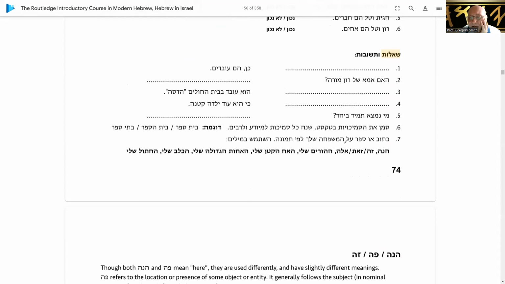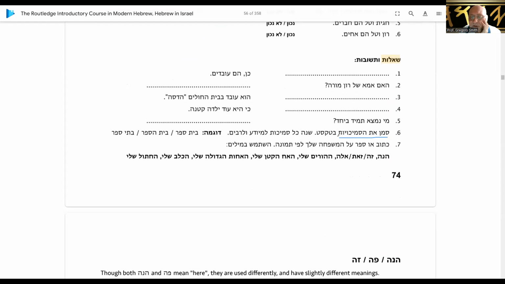Saman et hasmikhot, but text. In other words, use all of the construct forms in the text. Shana, kul, semikot. Okay, so change all the construct forms. Lamioda to, in other words, this looks like definite or indefinite, and then also to singular or plural. That's essentially what I think they're going for here. The definite or indefinite, and then velarbim to plural or singular.